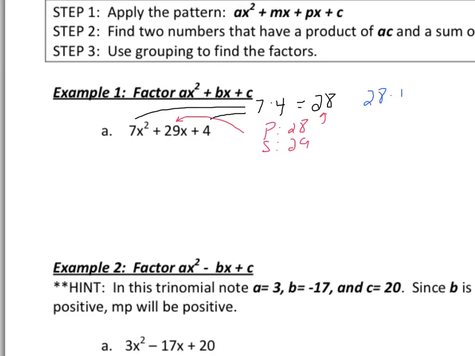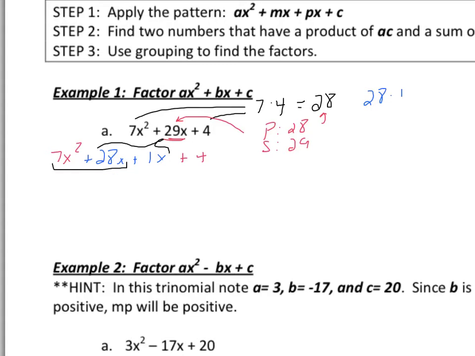and 1. So to group now, we will take the 7x squared, which is already there, and we're going to replace this term with a positive 28x and a positive 1x. And then we add our 4. So the 29x is replaced with two terms that add up to 29, but now we have 4 terms instead of 3, and that allows us to factor by grouping.